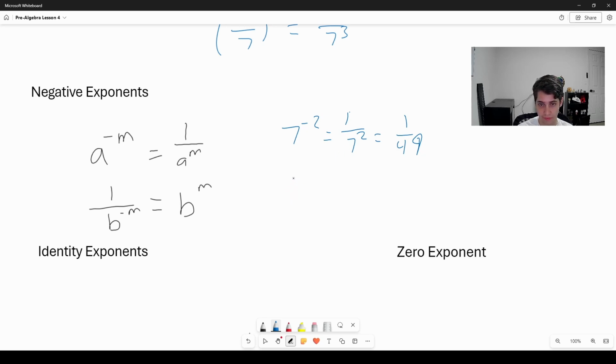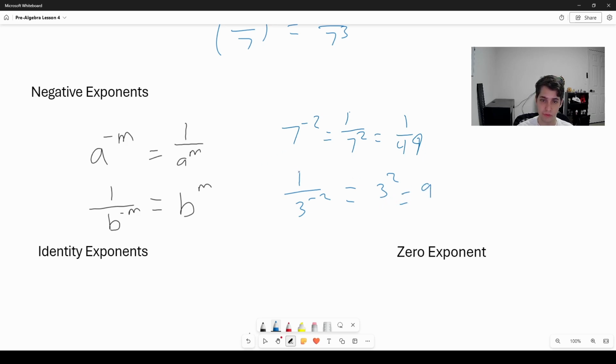Let me do one where it starts at the bottom as well. 3 to the negative 2, again with the 7s and 3s, but this would not be 1 over a negative 9. We would flip it over and actually get 3 squared, technically over 1, because that denominator doesn't disappear. But when it does become a 1, we're saying that we're dividing by 1, and that doesn't actually matter. So whenever we have a 1 in the denominator, we just don't write it out, because it's just easier this way. And then 3 squared is 9.